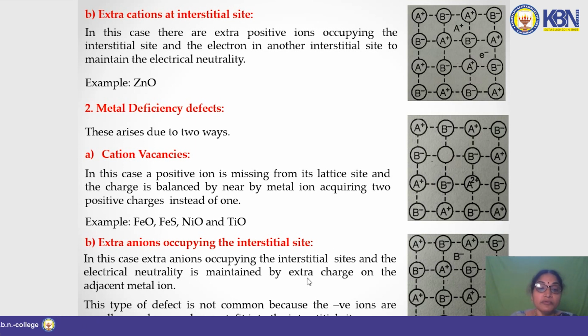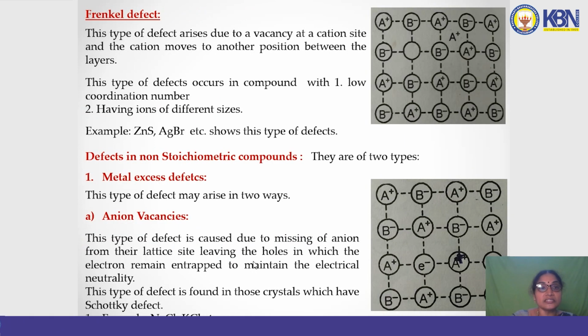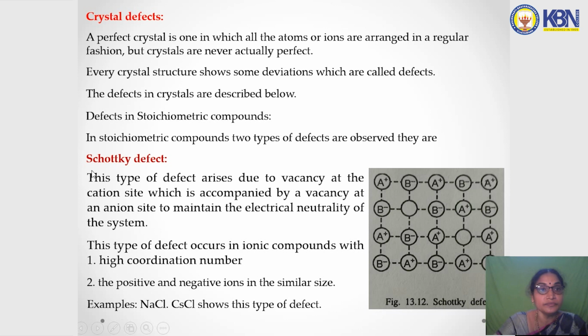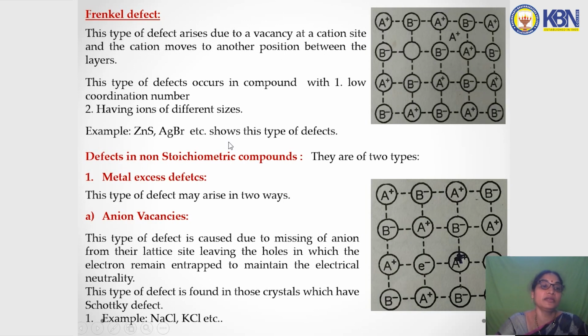So we can conclude that crystal defects are classified into two types: defects in stoichiometric compounds and defects in non-stoichiometric compounds. What are stoichiometric compounds? The compounds which maintain the stoichiometric ratio are considered stoichiometric compounds. The defects are of two types in stoichiometric compounds: one is Schottky defect and the other one is Frenkel defect.